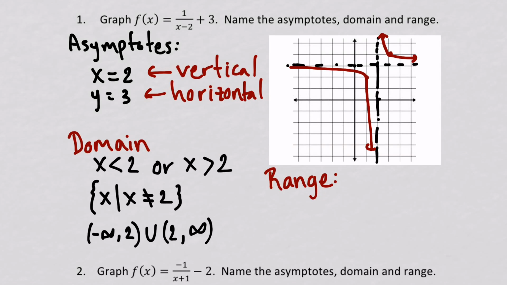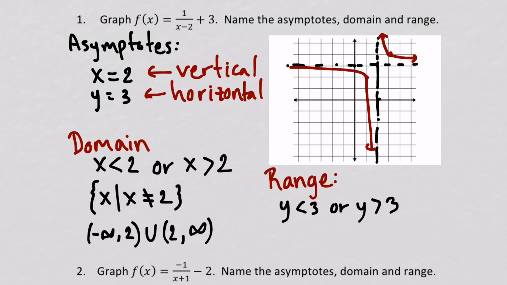Now the range is very similar to the domain. It only has one excluded value in the range, right? The only value that we cannot use, remember, range is the y values. The only one that doesn't work is positive 3, because once again that's an asymptote, right? Positive 3 is not a possible value in my range. So therefore my range is going to be all the values of y less than 3 or all the values of y greater than 3.